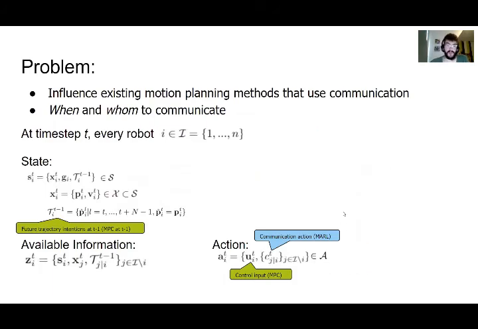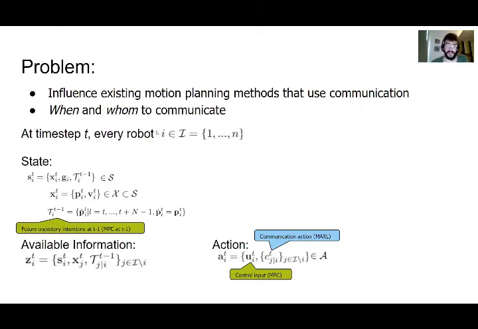This can be a problem, especially in scenarios that present communication bandwidth constraints, which motivates the research of efficient communication policies that keep communication to a minimum, especially those that can influence existing motion planning methods that use communication, thus profiting from already existing methods, and that can choose when and whom to communicate with among the other robots in the team.